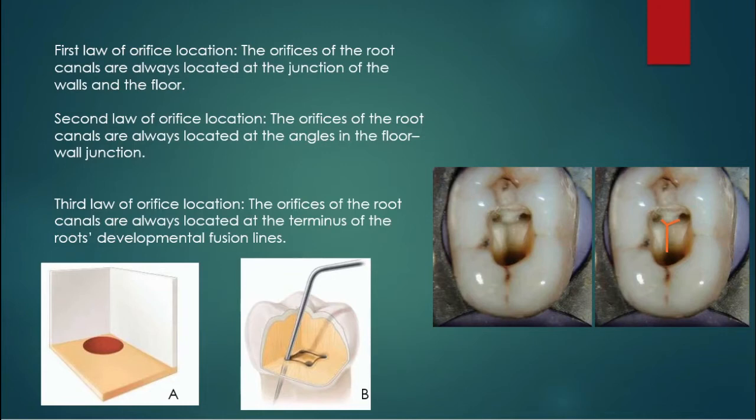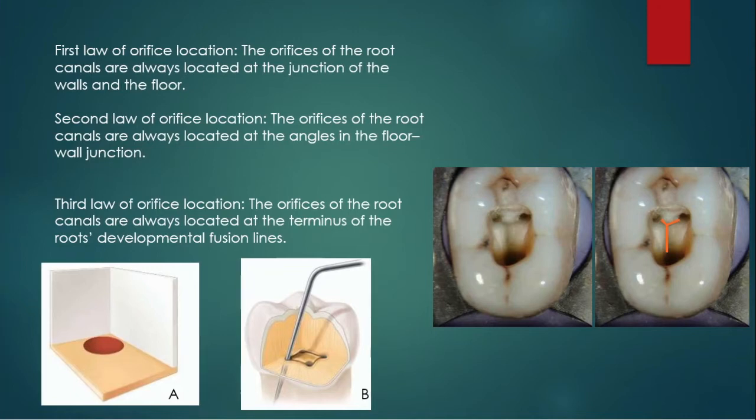Alright, now let's move on to the laws of orifice location. They are three in total. The first one says that the orifices of the root canals are always located at the junction of the walls and the floor. We can see this in figure B.